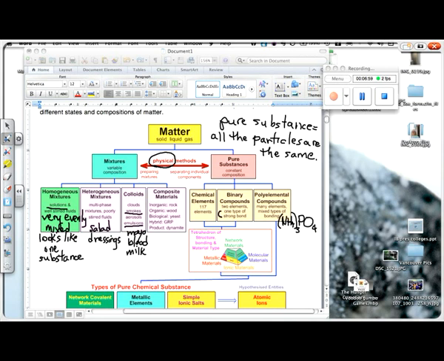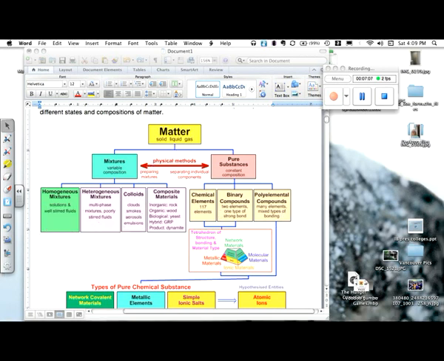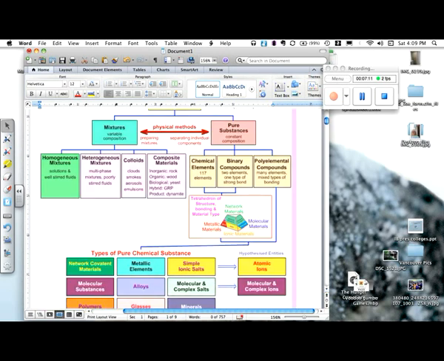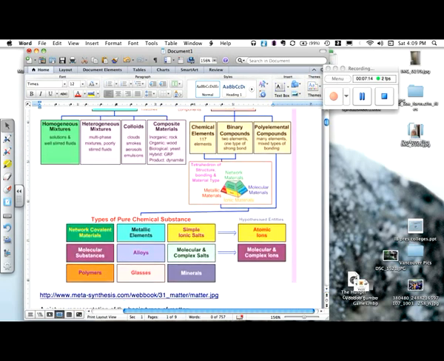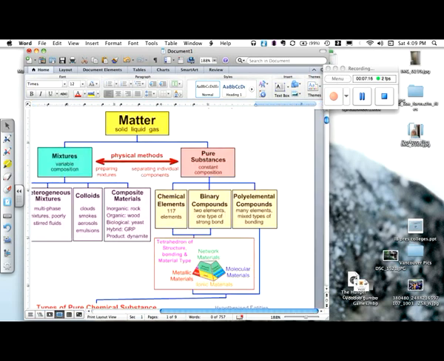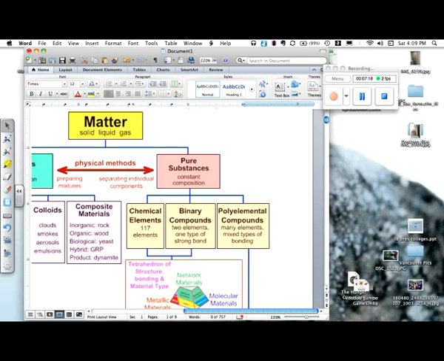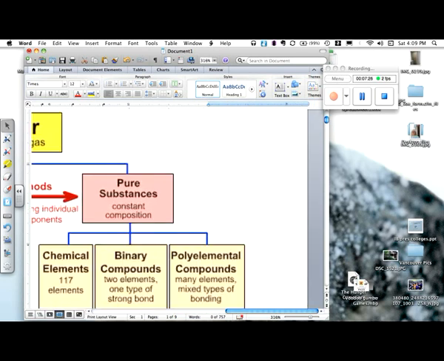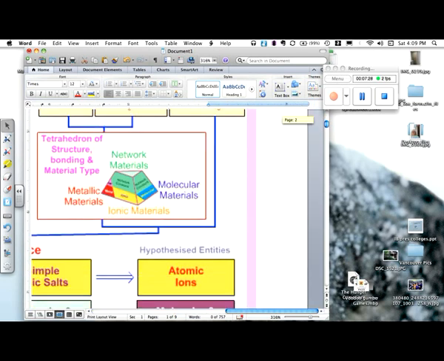I like this little tetrahedron. I'm going to scroll here so I'll lose what I've written. I want to make it a little bit bigger. And it's about the bonding that holds materials together. Okay, so I'm going to just make it a little bit bigger for a moment so we can really see that little tetrahedron of structure bond. Oops, still can't see it. Make it a little bit bigger. There we go.